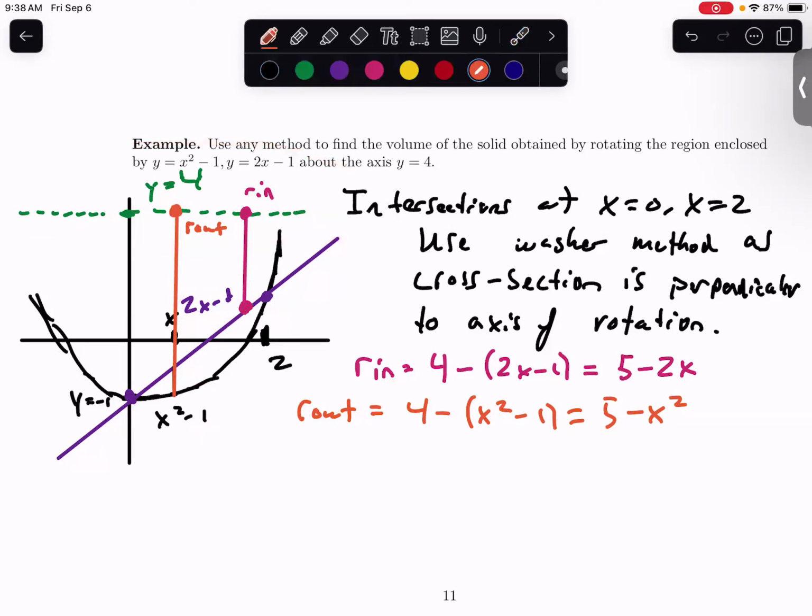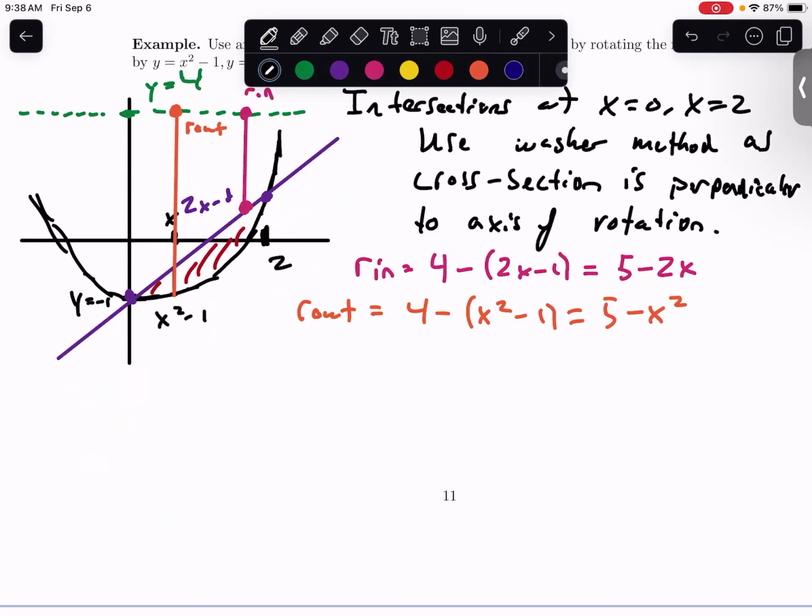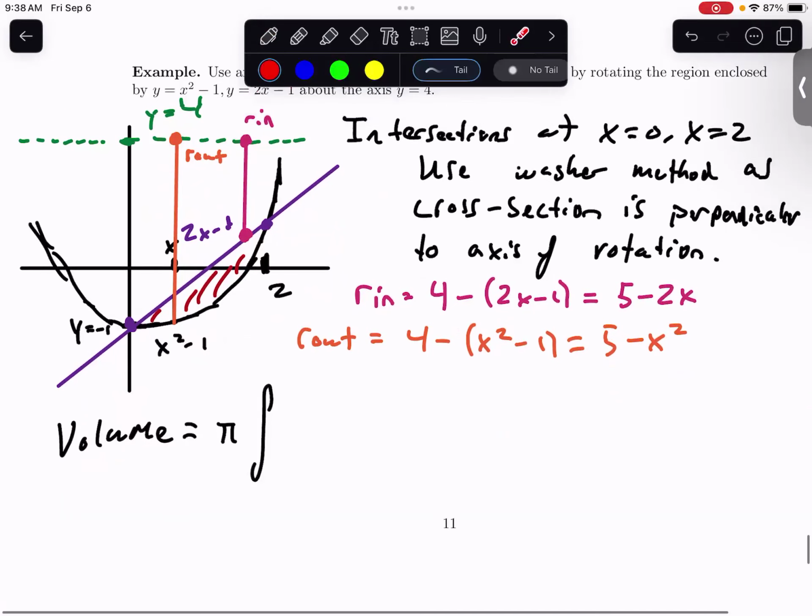So if we want to find the volume of this region rotated about the y is equal to 4 axis of rotation, it's going to look like the following. So the volume is now going to be equal to pi times the integral. So the points of intersection were 0 and 2. So we're going from 0 to 2.